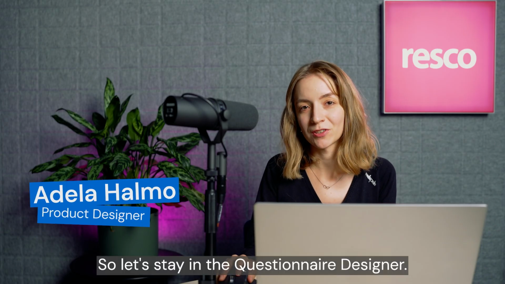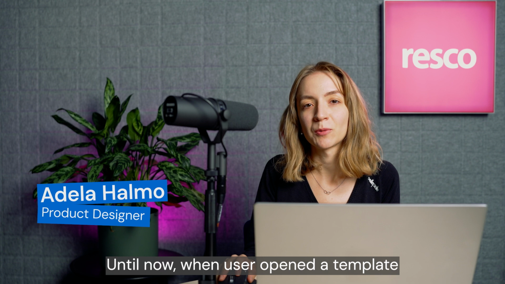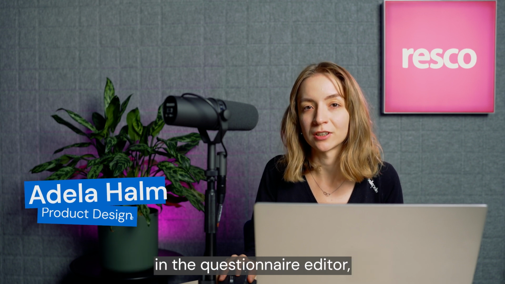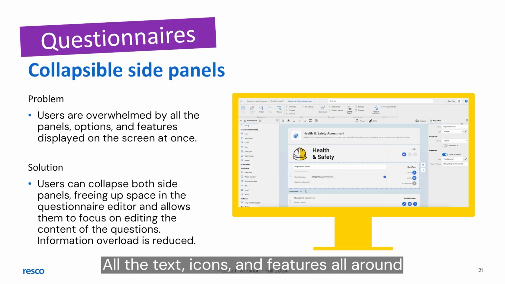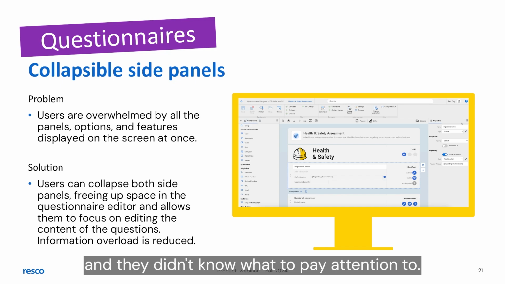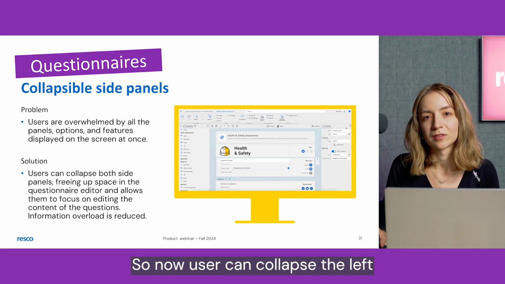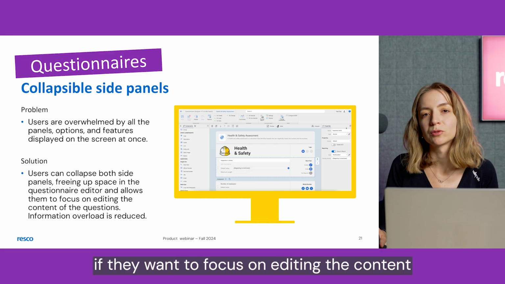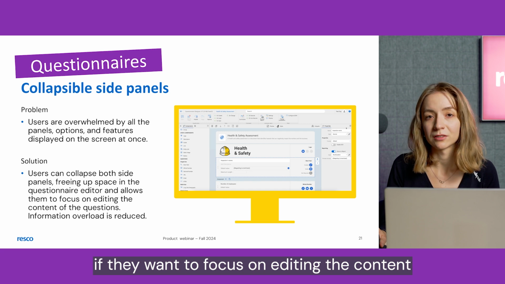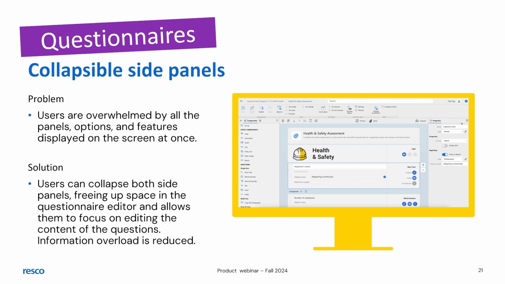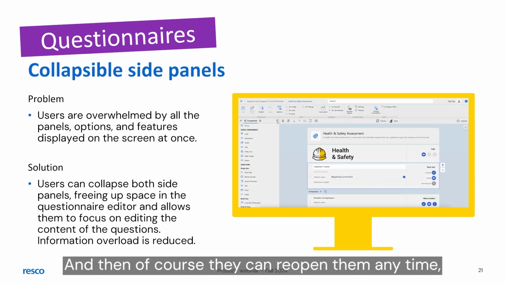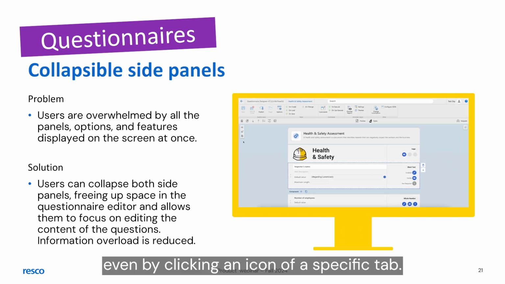So let's stay in the questionnaire designer. Until now, when a user opened a template in the questionnaire editor, a lot of options were screaming for their attention. All the text, icons and features all around, and they didn't know what to pay attention to. So now, the user can collapse the left and the right pane if they want to focus on editing the content or the logic, which are the most important jobs to be done. And then, of course, they can reopen them anytime, even by clicking an icon of a specific tab.